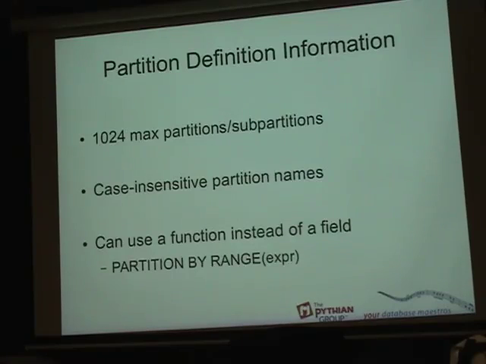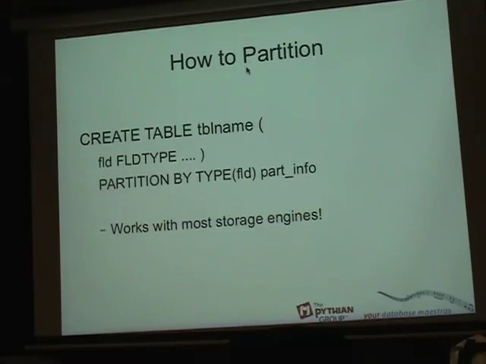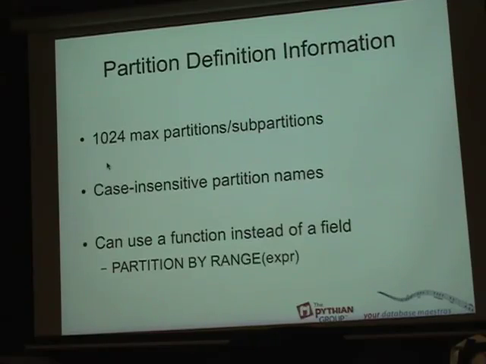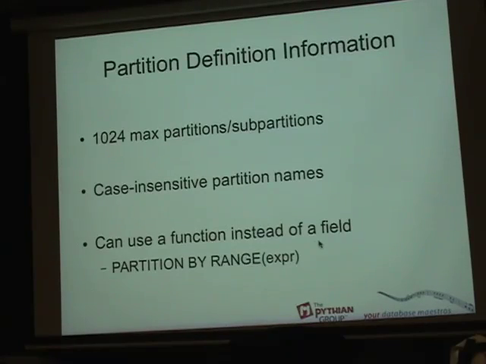So, partition definition information. Basically, you can have 1,024 maximum partitions or subpartitions per table. The partition names, which, let's see, if I click there, see that's in the partition info. In some partition types, you can specify names. They're case insensitive no matter what operating system you're on. And you can actually use a function instead of a field. So we'll talk about range partitioning in a second. But instead of partition by type field, you can actually do partition by type expression.